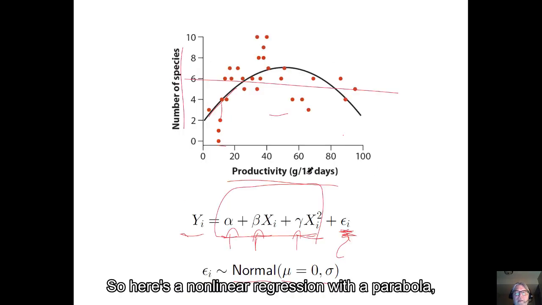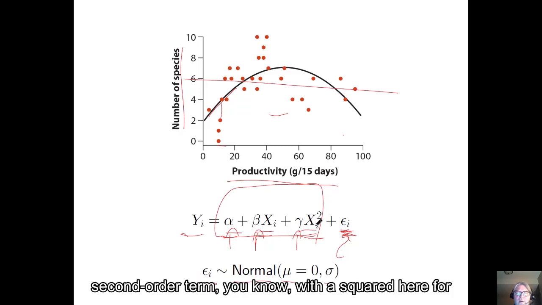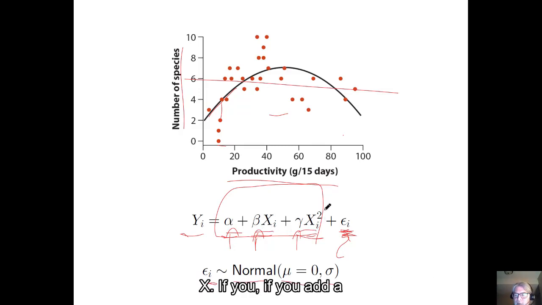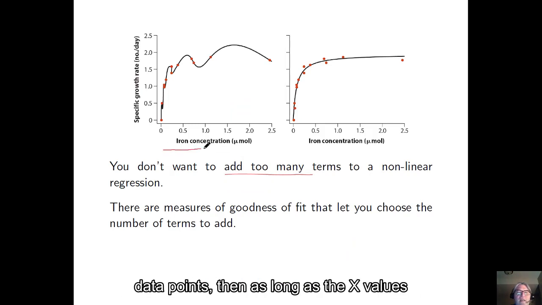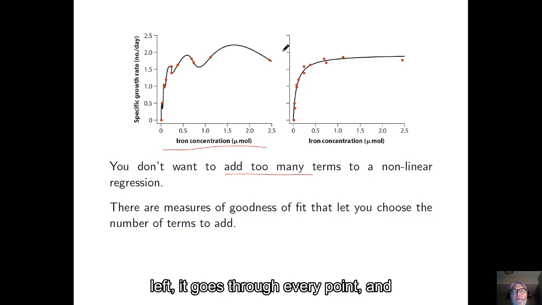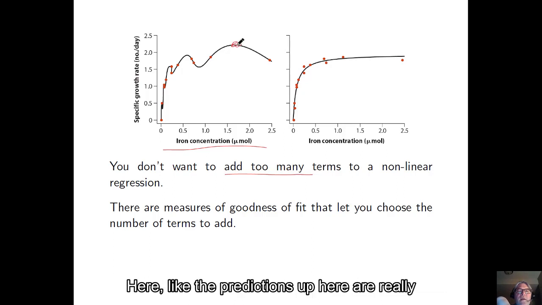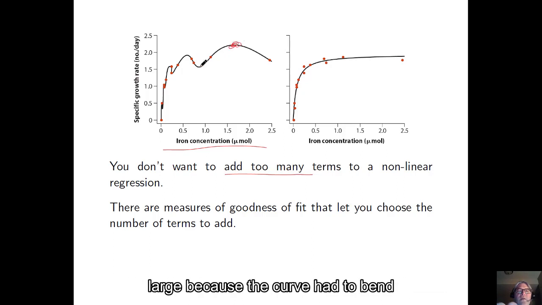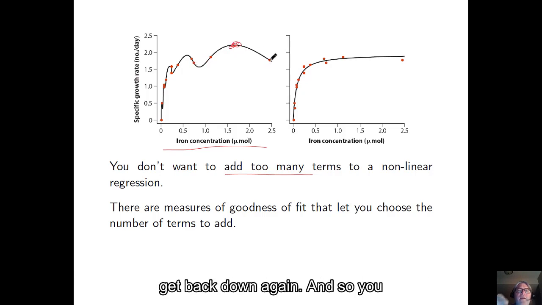So here's a nonlinear regression with a parabola. It's just got a constant term, a linear term, and a second order term, with a squared here for x. If you add a polynomial with as many terms as you have data points, then as long as the x values are distinct from each other, you can actually draw some kind of funky curve like this one over here to the left that goes through every point. And that looks nice in the sense that there's no residuals, but really you can't trust the predictions here. Like the predictions up here are really large because the curve had to bend to come down to get this point and then back up and then get back down again. And so, this prediction is totally bogus here.